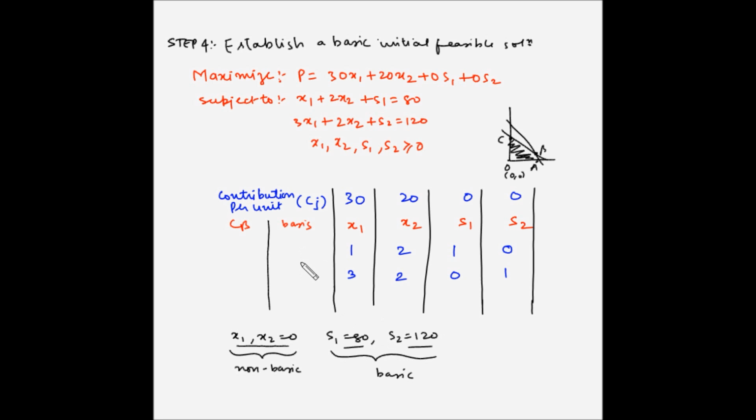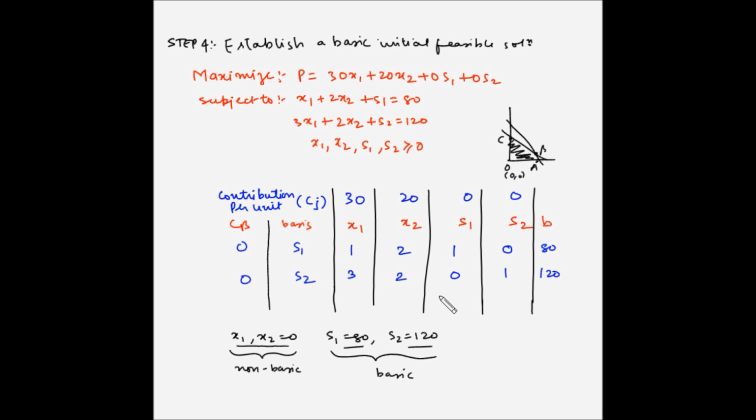So let's note those down. So S1, S2, and the coefficients of S1 and S2 in the objective function are 0 and 0. So we'll note them in the CB column. Now we also need to add another column known as the solution values column, which is represented by B. This column takes the values of the basic variables S1 and S2 in the initial basic feasible solution. Now those values are 80 and 120, so let's note them down. So this completes our simplex table.